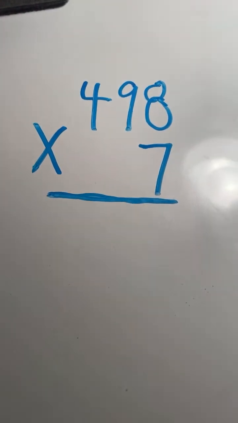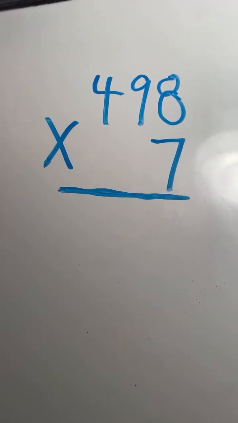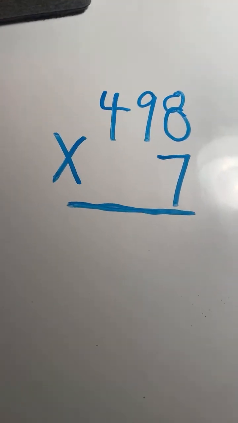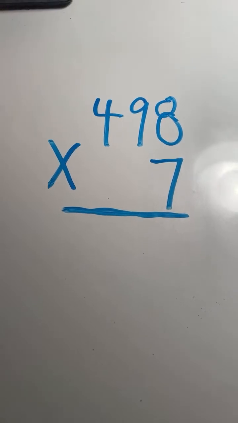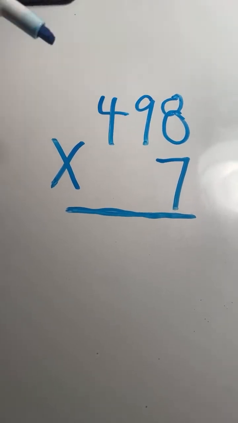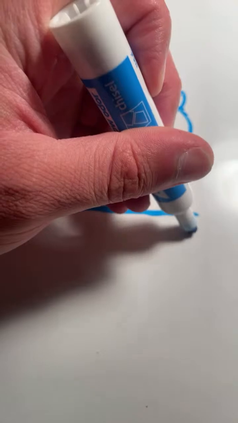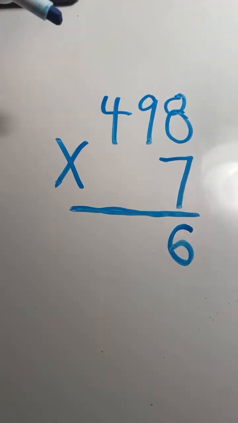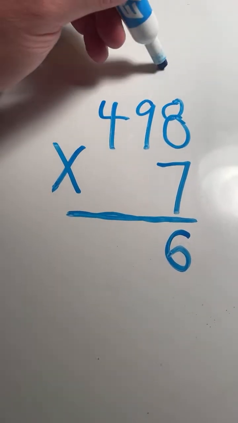All right, next example problem, we have 498 times 7. So we're going to start out in the ones place. We're going to multiply 8 times 7 to start out. 8 times 7 equals 56. The 6 in 56 goes in the ones place. The 5 in 56 gets carried over to the tens place.